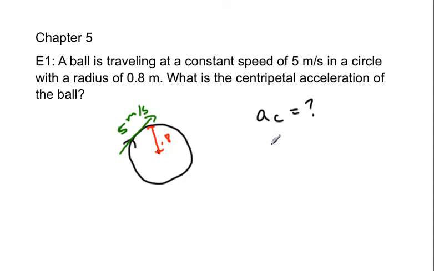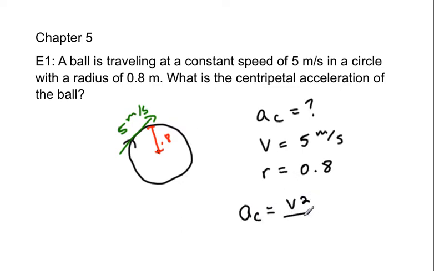But we do know what the velocity is. That's 5 meters per second. And we know what the radius is. That's 0.8. So if you look at your equations from after reading chapter 5, you know that the centripetal acceleration is the velocity squared divided by the radius.